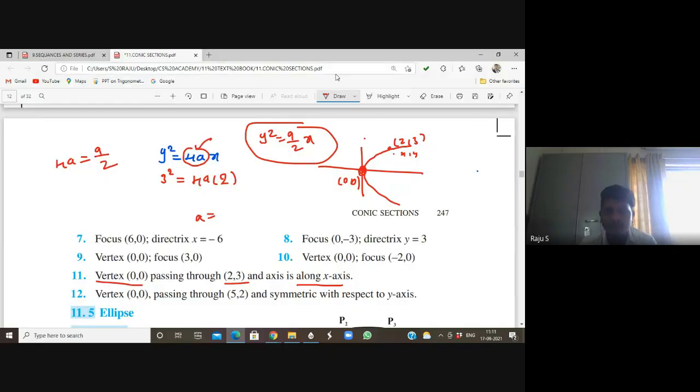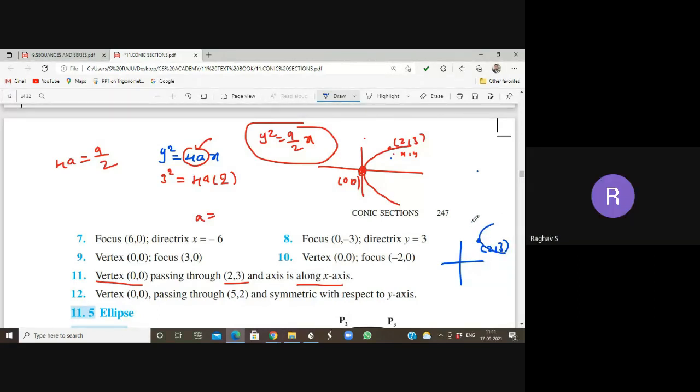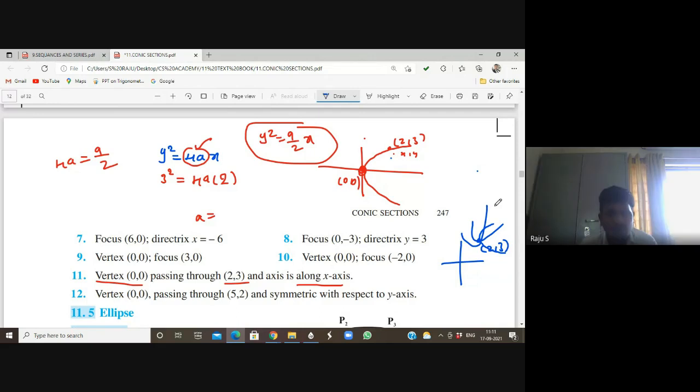Vertex 0, 0, 0. If they don't give any vertex, and it is passing through (2, 3), infinite parabolas we can draw here. Maybe. If they only give that, a student asks, sir, is it along the x-axis? Along x-axis means, see here, the parabola I'm taking. Good question. X-axis, y-axis. The parabola I'm giving here passes through (2, 3).